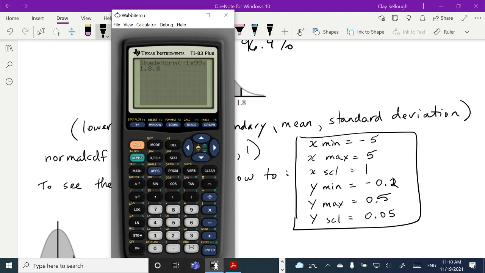Comma. Mean, 0. Comma. Median, standard deviation, 1. Close my brackets. When you hit enter, it should automatically go to the graph screen. And there we go. It's doing it.